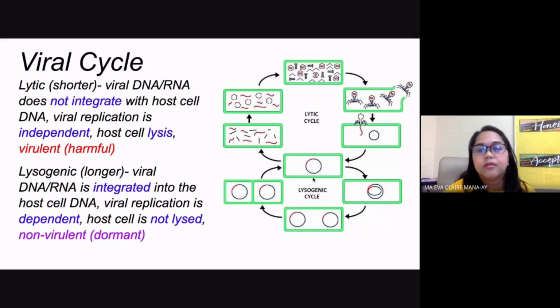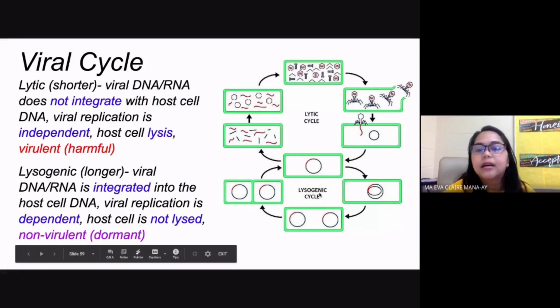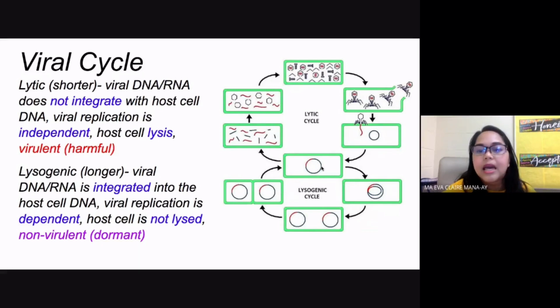So those are, again, the 2 stages of your viral cycle. Lytic stage, shorter, more virulent, more harmful. Its DNA is not merged with the DNA of your host cell, and so it kills the host cell. Lysogenic cycle, longer cycle. Its DNA or RNA is merged with that of the host cell, and so it cannot kill the host cell. And so here, your virus becomes dormant, your virus becomes inactive. But this is the longer cycle.